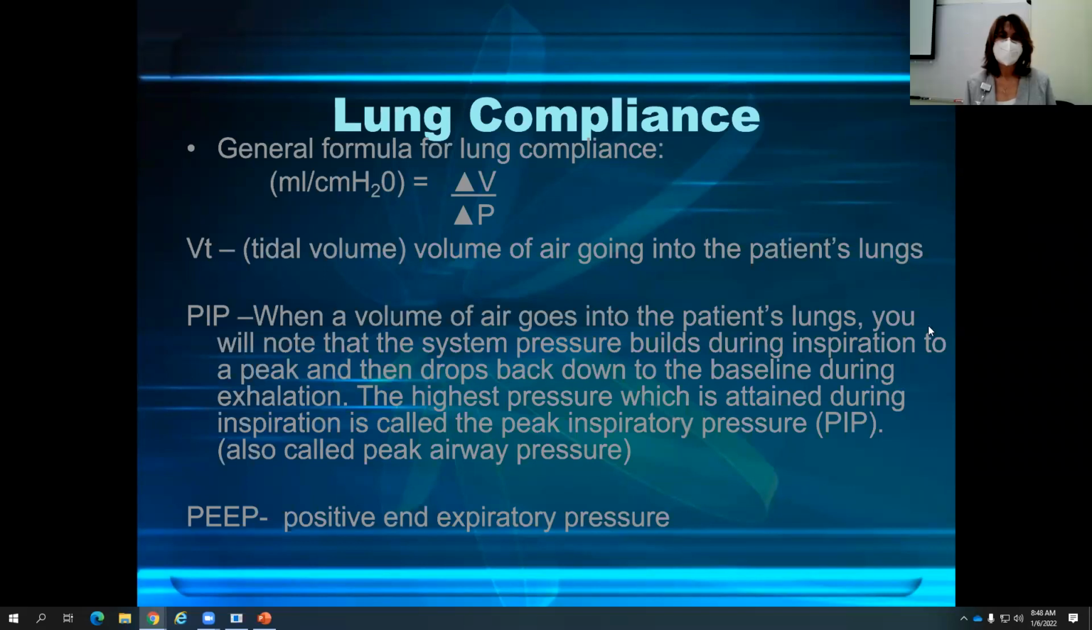Okay. I was expecting you to put it in the chat, but if you do it correctly, you come up with 16. And then the units are mLs per centimeter of water, volume over pressure, volume in mLs, and the pressure is in centimeters of water. So the units are mLs per centimeter of water.